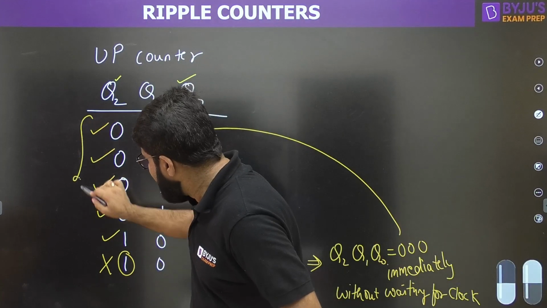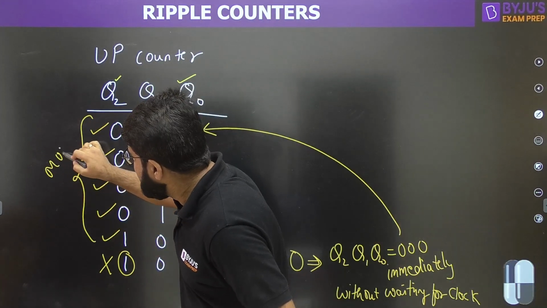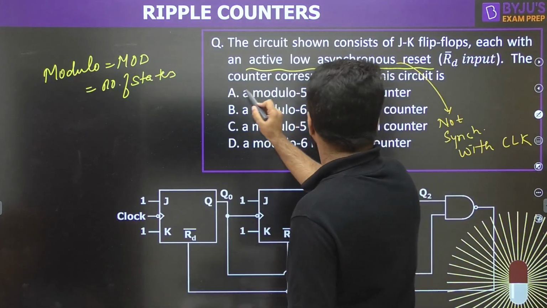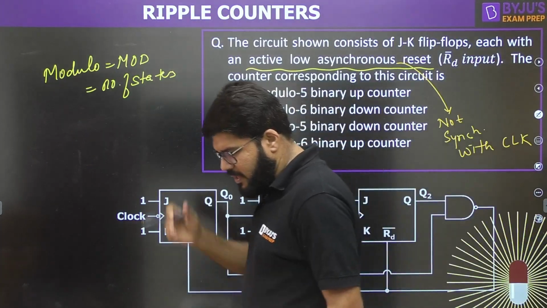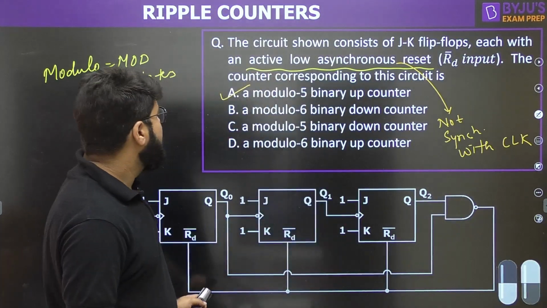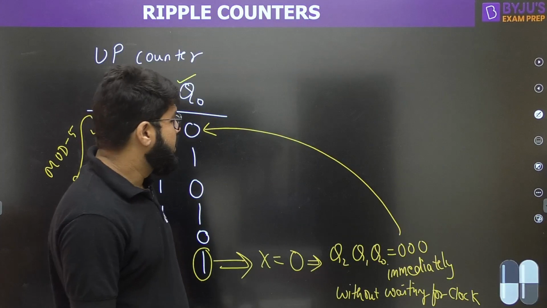So how many states are valid? 5 states are valid. It is a modulo 5 binary up counter, that is option number A.